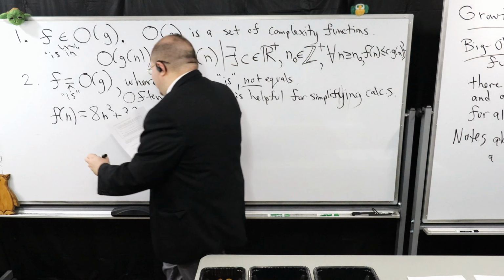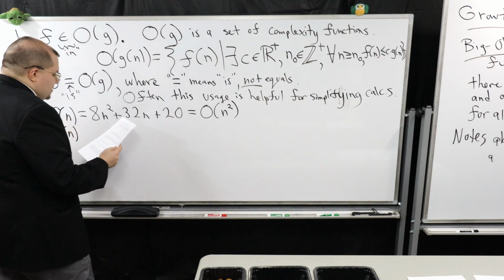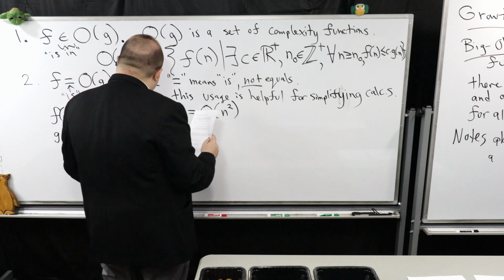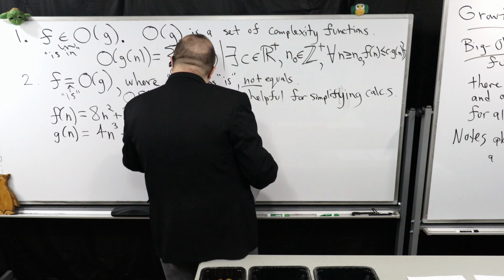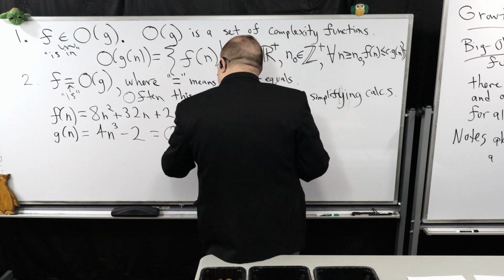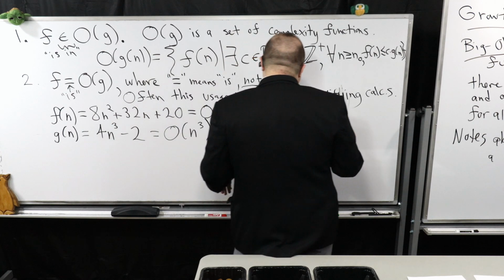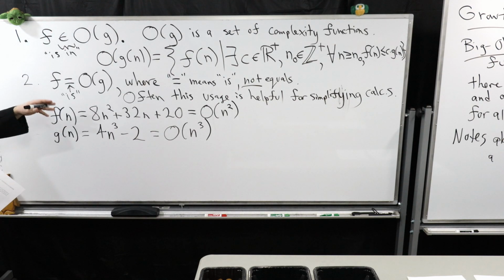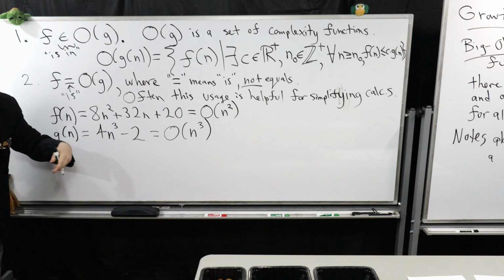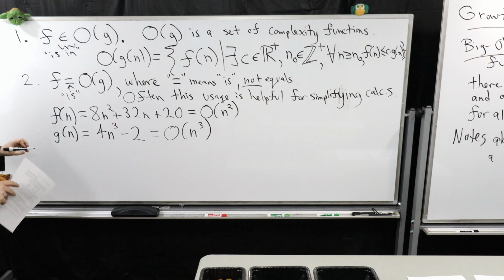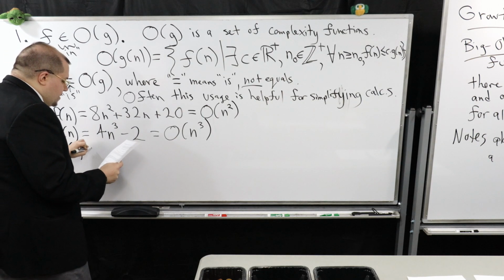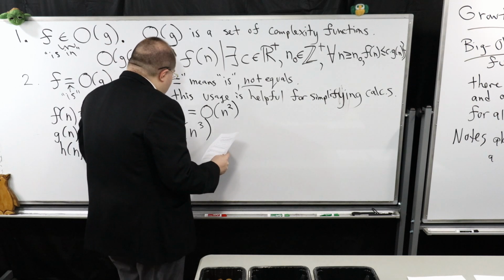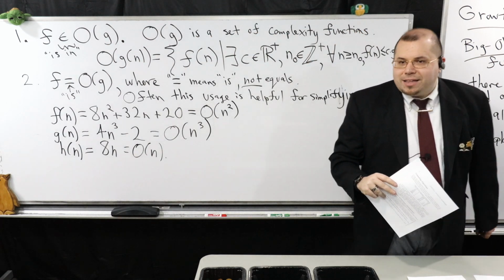And here's some more. Here's g. Say I say 4n cubed minus 2. I might write this and say, okay, 4n cubed minus 2 is big O of n cubed. So far, this seems like, okay, that's just a symbol there. It's nothing particularly special. Let me throw another one in here. Suppose I give you 8n. You'd say that this is big O of n. So what happens when you have f, g, and h and you add them together?